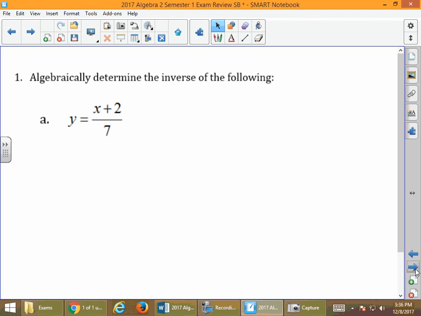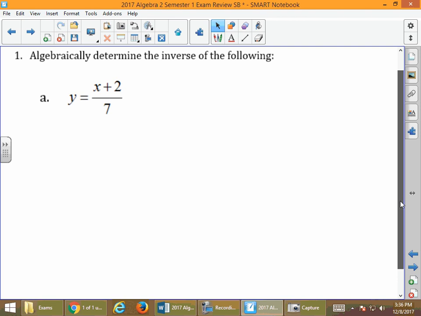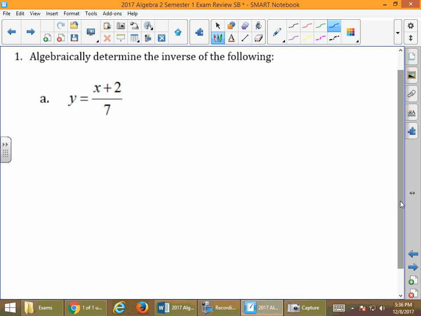So as we take a look at this first problem here, y equals (x plus 2) divided by 7, our first step is that we're going to switch the x and the y. X is going to go where y went, y is going to go where x went, and nothing else is going to change. The plus 2 divided by 7 is going to remain where it is. And what we need to do is solve for y at this point.